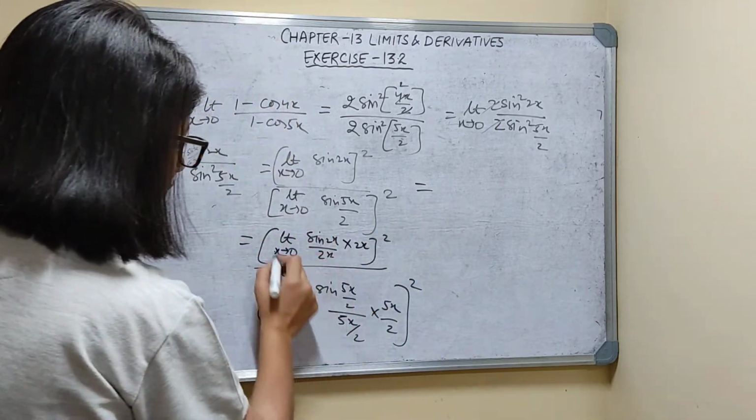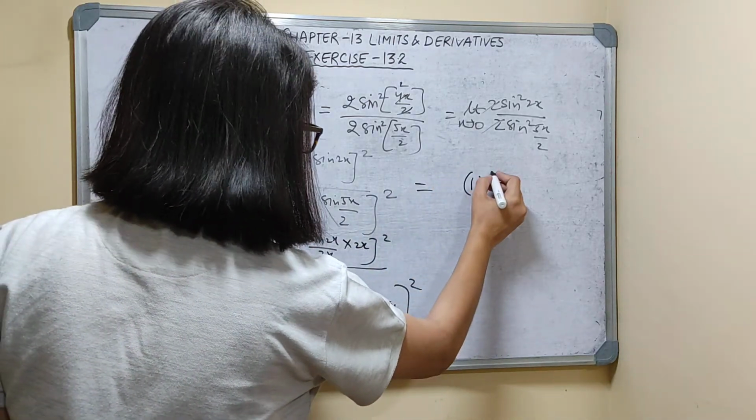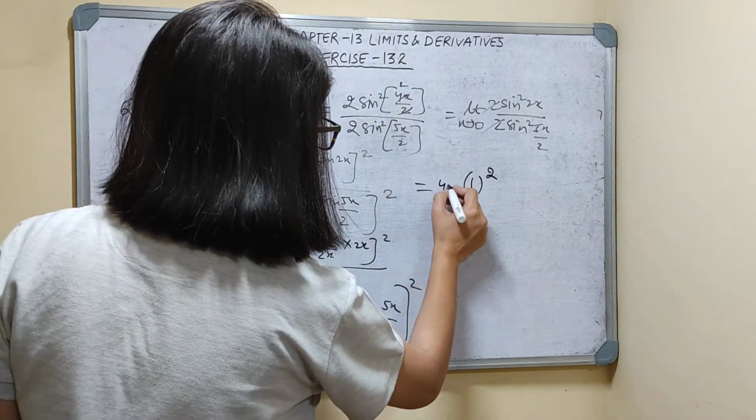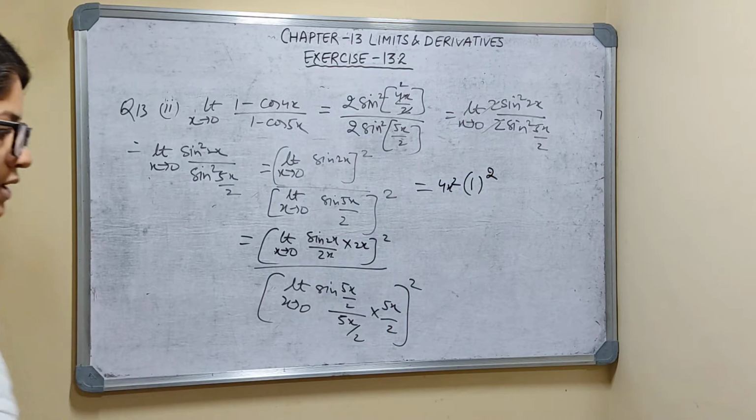So here it is 1. Inside it is 1 square. And this 2x will come outside, so it will be 4x square. Is it clear?